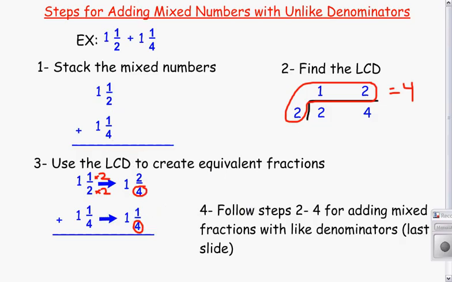Now I have two fractions that have the same denominator, and when we need to do that, we can just refer to adding mixed numbers with like denominators. We add the fractions first. 2/4 plus 1/4 gives me 3/4. I add my whole numbers. I get 2 and 3/4. That can't be simplified, so my answer is in its simplest form.